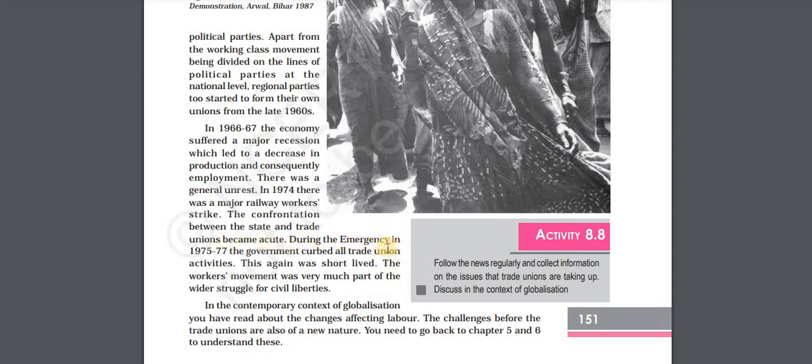During the Emergency in 1975 to 77, the government curbed all trade union activities. This again was short-lived. The workers' movement was very much part of the wider struggle for civil liberties. In the contemporary context of globalization, you have to read about the changes affecting labor. The challenges before the trade unions are also of a new nature. We need to go back to chapters 5 and 6 to understand this.